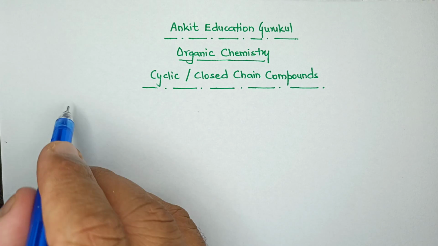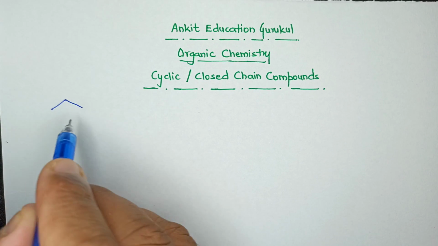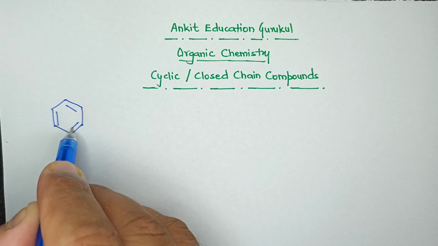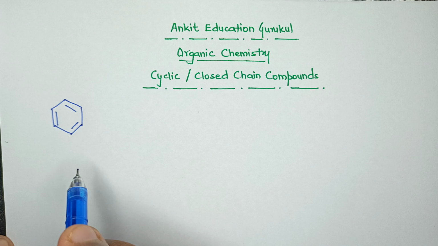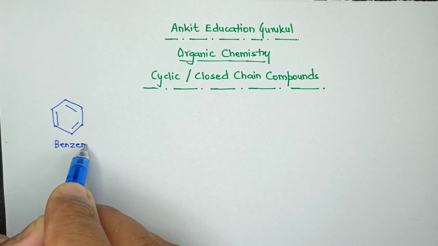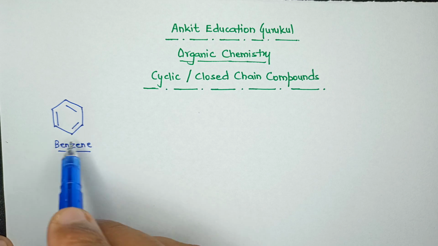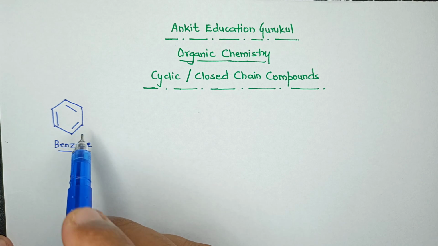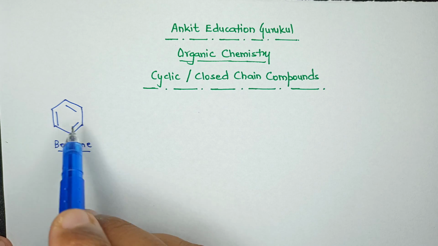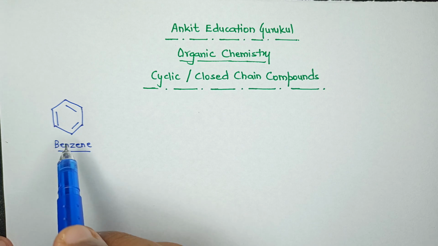In this video we are going to discuss cyclic or closed chain compounds. Many of you might have seen this figure in one of your chemistry classes. This is a very simple structure of a compound called benzene. If you notice, there is a peculiar behavior that this molecule is showing: the carbon atoms are linked to each other or to other atoms in such a manner that the molecule has a closed chain, or a cyclic or ring structure.